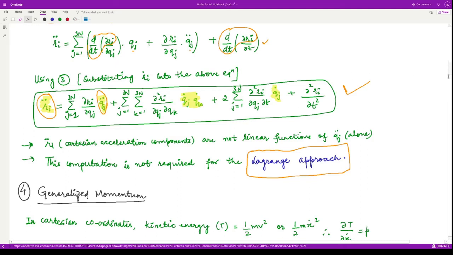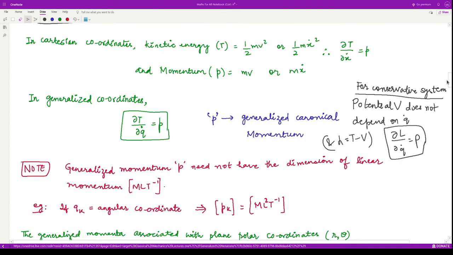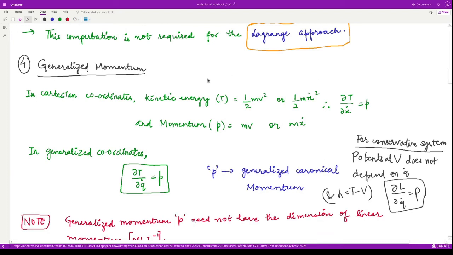So next is the generalized momentum. In Cartesian coordinates, we have kinetic energy represented by this T, as given by the expression half mv square. Now this v is the derivative of x with respect to t. The position vector, when it is differentiated with respect to t, we have v. And you can write this as x dot, the derivative of x with respect to t. So this v becomes x dot. So half mv square becomes half m x dot square, right?